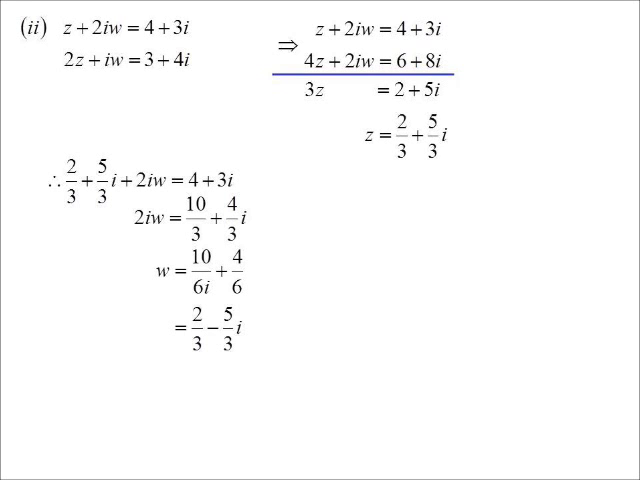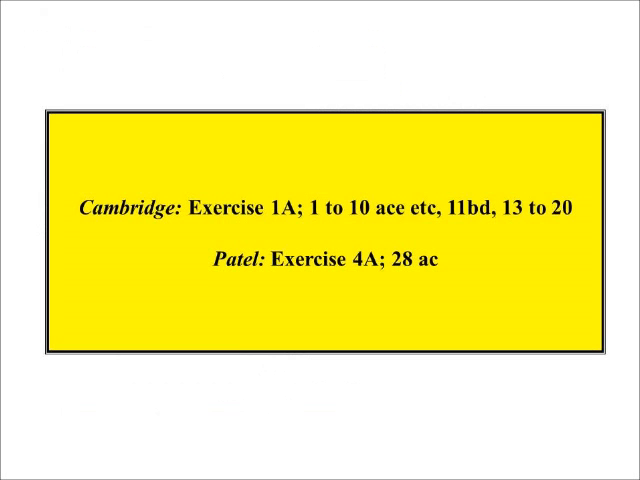Substitute back in, and I've substituted in the very first one, z plus 2iw. Move to the other side. I now know that 2iw is 10 thirds plus 4 thirds i. So divide by 2i, and we end up with 2 thirds minus 5 thirds i. So the ideas are the same. Now, the mathematics hasn't changed. We're just dealing with this new type of number. So to start off with, we'll have a go at these.